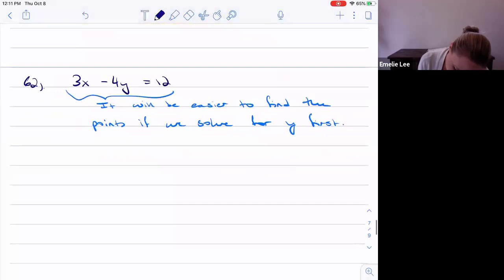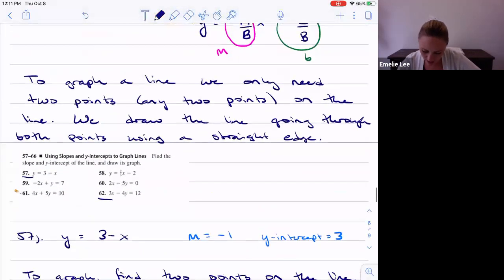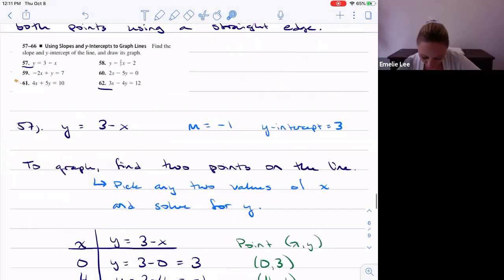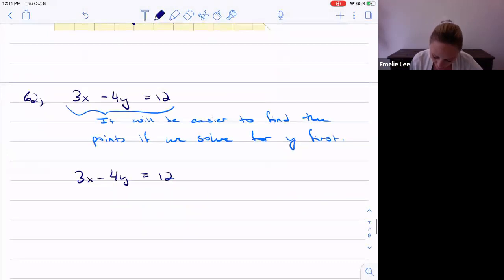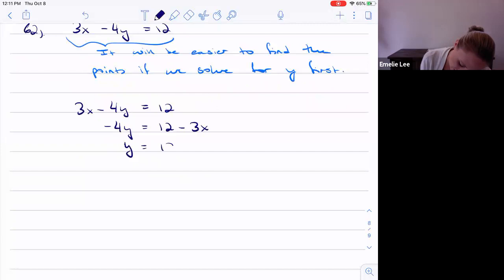So what I'm going to do is I'm going to have 3x minus 4y equals 12. And also, if we wanted to answer the actual question, which said, find the slope and the y-intercept, that means solving for y. Y equals mx plus b is going to let us answer that question and then draw its graph. So we've got 3x minus 4y equals 12. So I'm solving for y, so I get -4y is 12 minus 3x. Y is 12 minus 3x divided by -4.